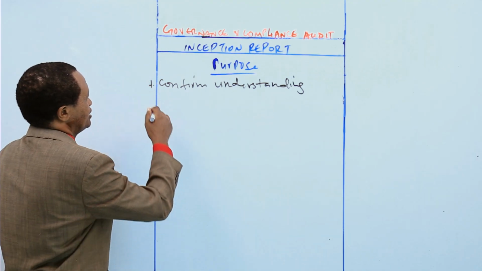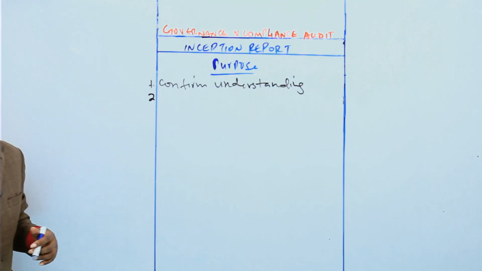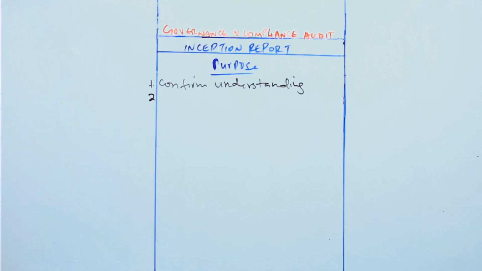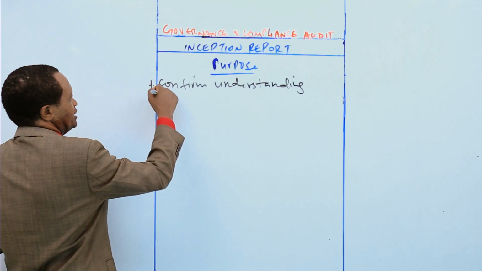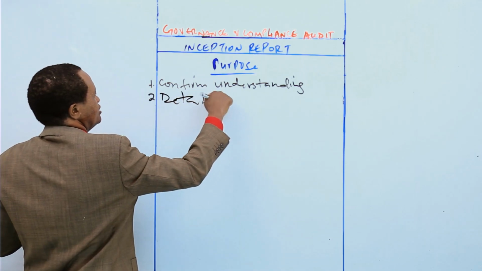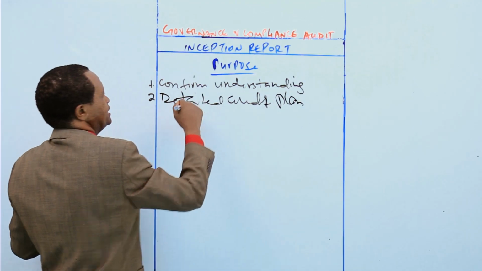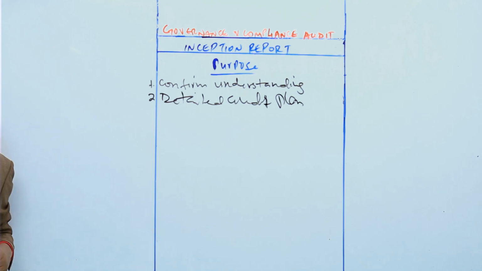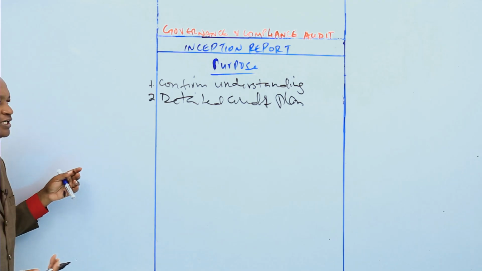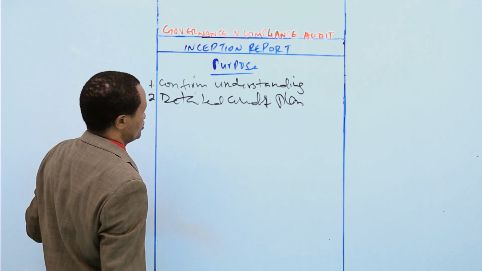That's the purpose. The second purpose of an Inception report is that it is a detailed audit plan. It presents a detailed methodology and work plan for how the audit will be conducted, including key activities, including timelines, and also resource allocation.